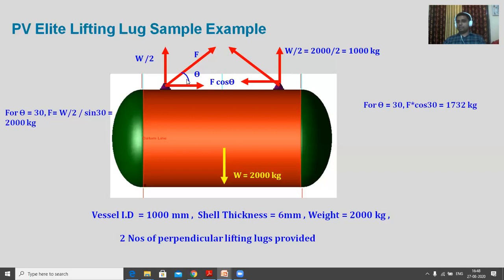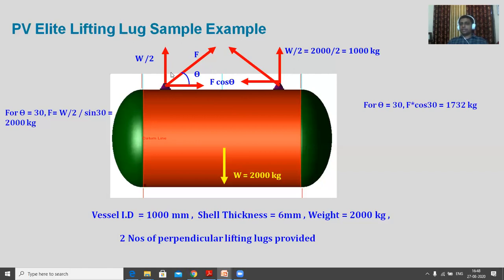The angle is 120 and this is 30, which means it is inclined more towards the horizontal. So naturally the horizontal reaction will be more. At 45 degrees, both these reactions will be equal. And if the angle theta is more than 45 and close to 90 degrees, then the vertical reaction will be more and the horizontal reaction will be less.